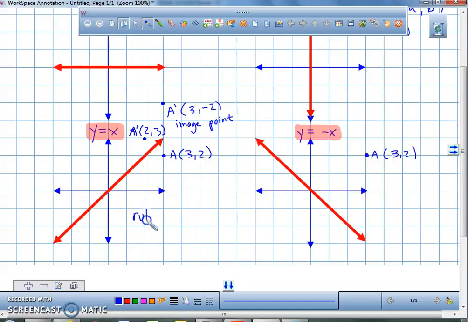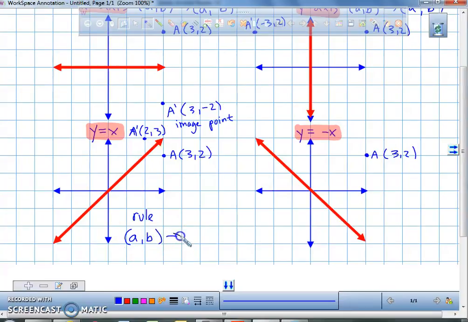So what's the rule for y equals x? If I have A, comma B, what does that become? Looks like the numbers are switched. BA, because you see how they're switched? So if they're switched, it's not going to be A, comma B, it's B, comma A. You see the pattern there? Now, there's a reason why I used a 3 and a 2 and not a 2 and a 2.